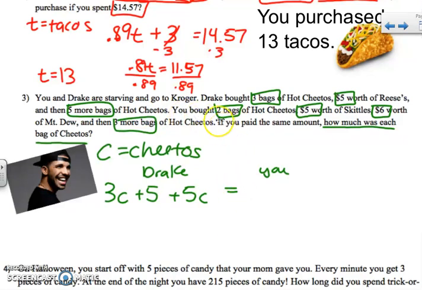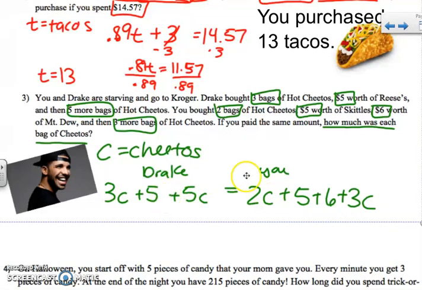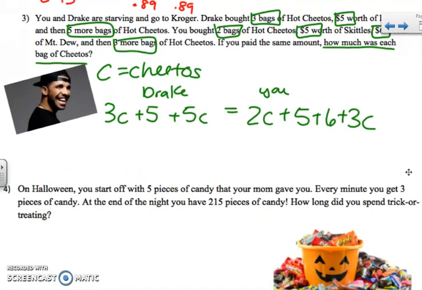You are going to buy 2 bags of hot Cheetos. So 2C. $5 worth of Skittles. $6 worth of Mountain Dew. And then 3 more bags of hot Cheetos. So now I know we paid the same amount, and that's why they're equal to each other. And so now we can solve for C and figure out how much the Cheetos cost.